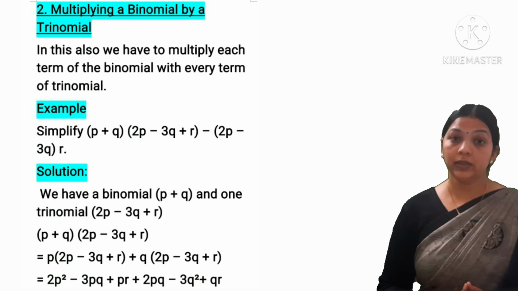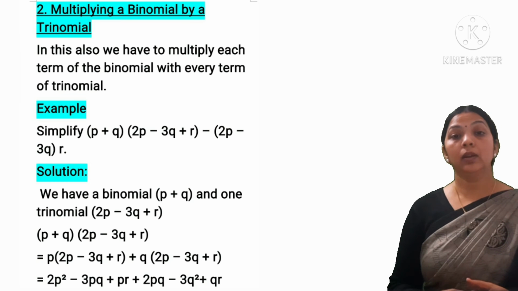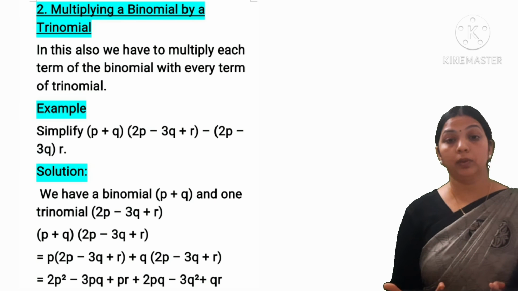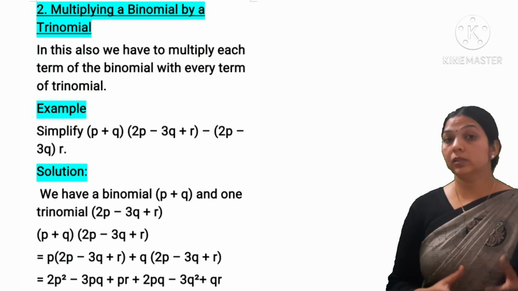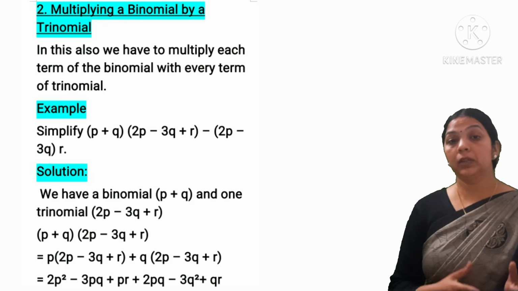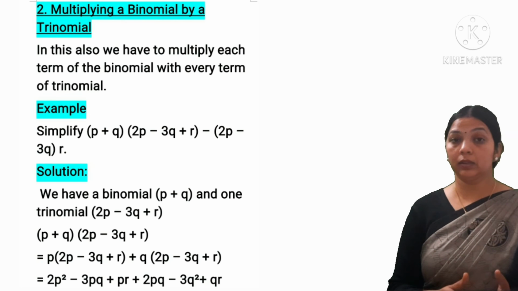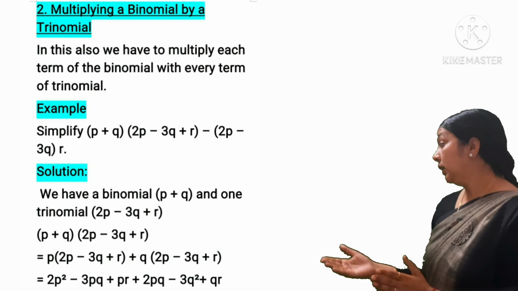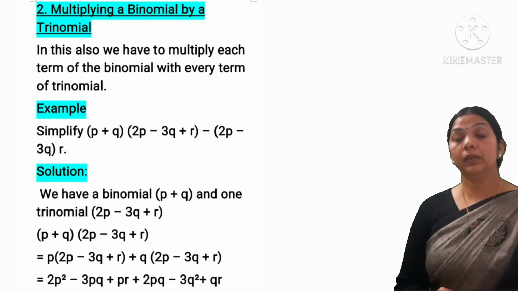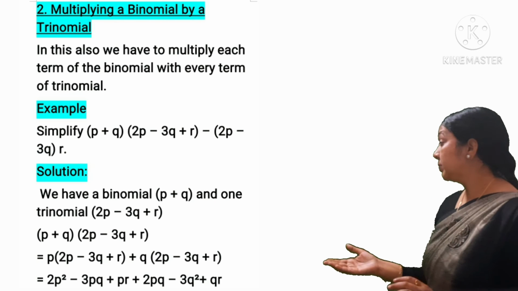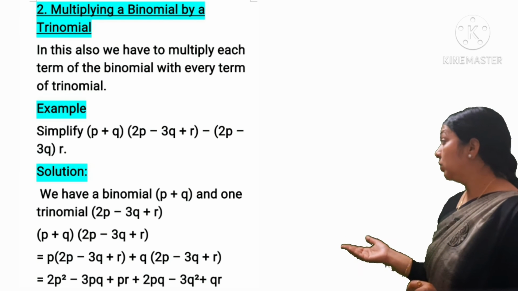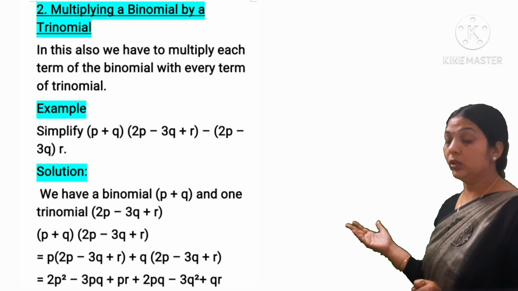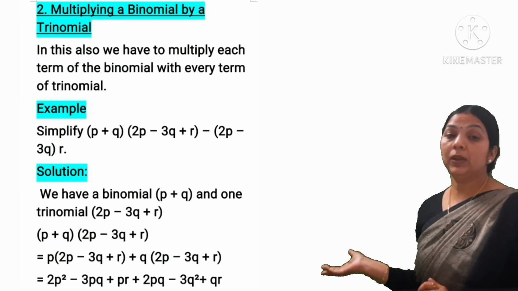Now the next topic is multiplying a binomial by a trinomial. If we want to multiply a binomial and a trinomial, then again we will proceed in the same way. The first term will be multiplied by the whole trinomial, then the second term will be multiplied by the whole trinomial. Here you can see in the example, this p plus q is multiplied by 2p minus 3q plus r. We have to simplify this.